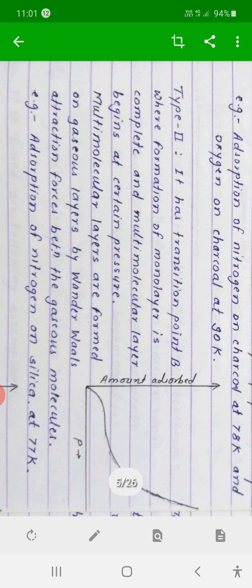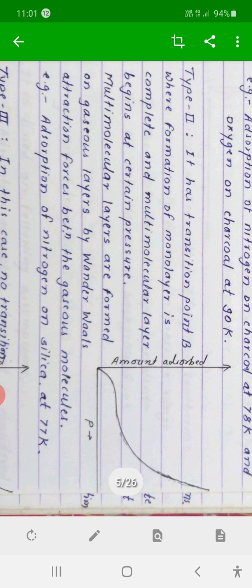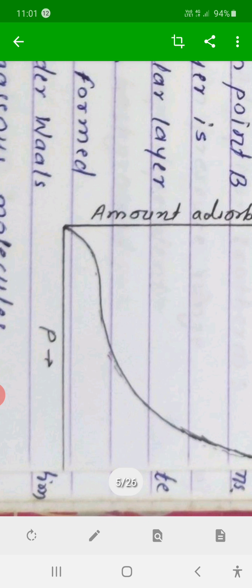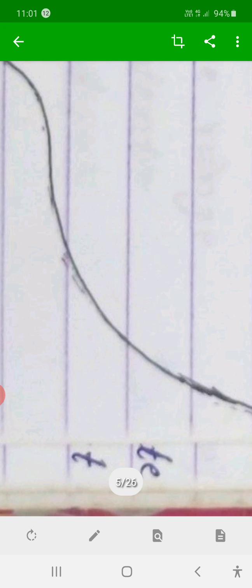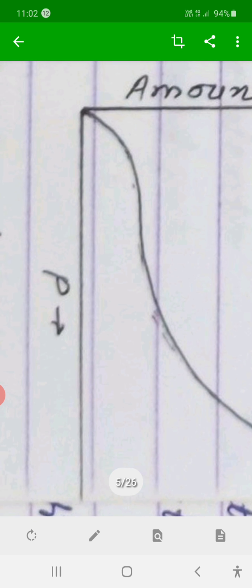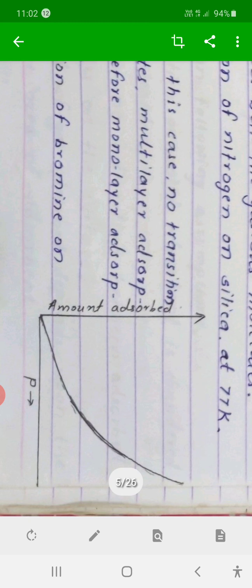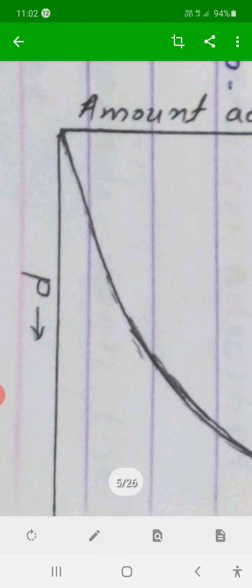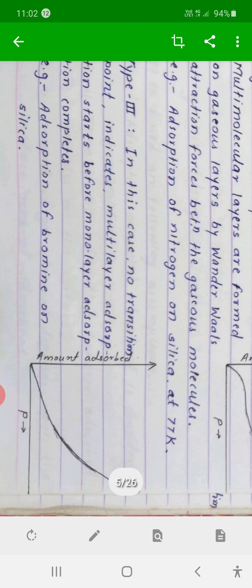In this case, first monolayer completes, and then after certain pressure, adsorption starts to increase again because of formation of second layer, third layer, multilayer. In this case, both layers are simultaneously formed. This one is type 3.